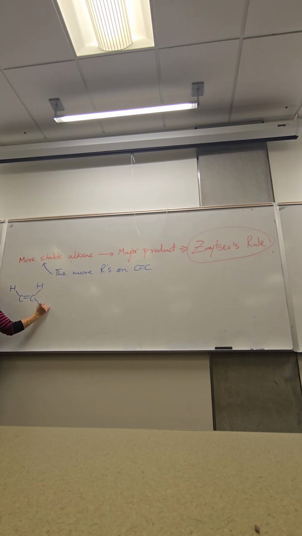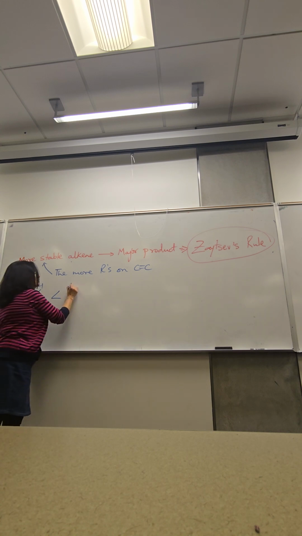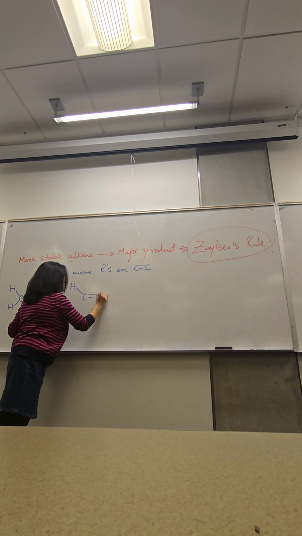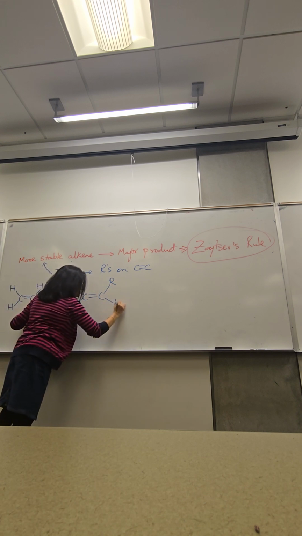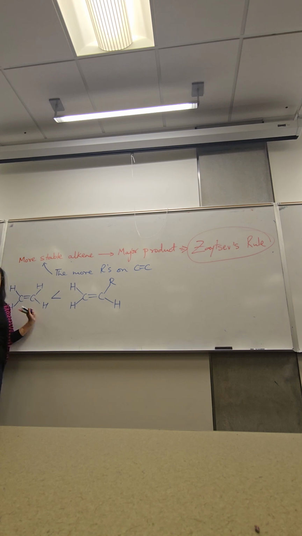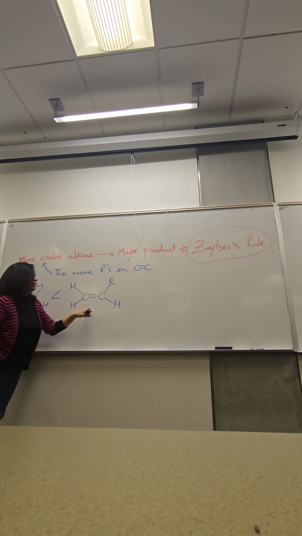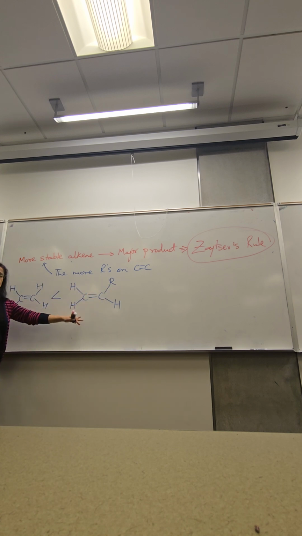So, this is an unsubstituted alkene. There is no R on it, it's unsubstituted. This is the least stable alkene because there are no R's on the double bond. Then comes the mono-substituted alkene. What does mono mean? Only one substituted group on the alkene. 1R mono-substituted alkene is more stable than the unsubstituted. Are you guys with me?